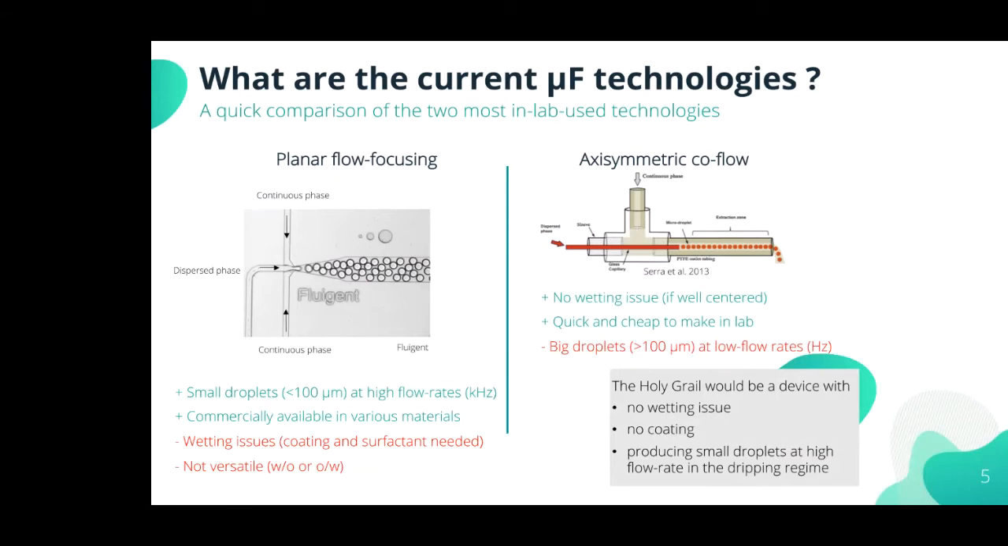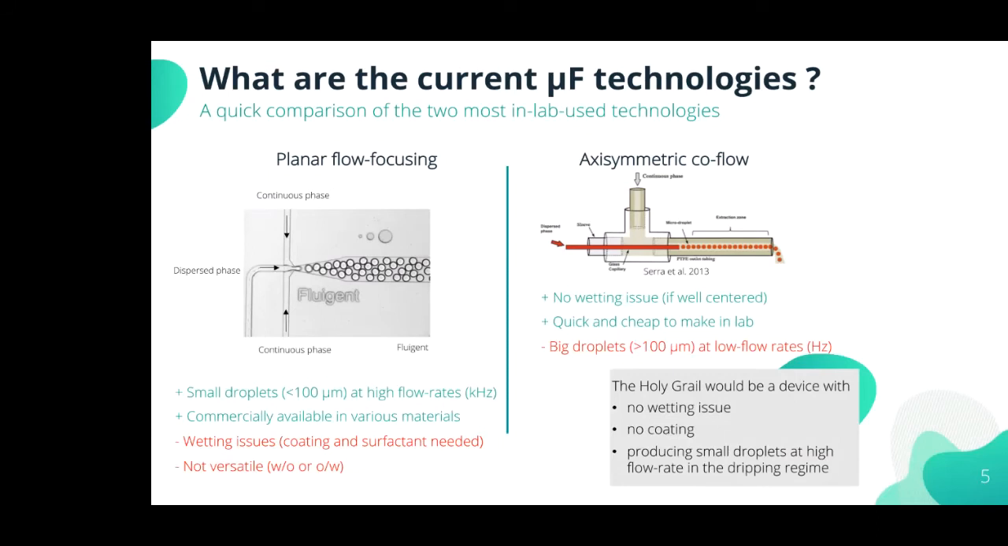Another system widely used in labs because it is very fast and easy to make is the axisymmetric coflow. A small tubing, usually glass capillary, is centered in a large tubing using a T connector. The dispersed phase, the droplet phase, is introduced in the capillary in red on the slide. And the continuous phase is injected using the T connector, and it goes all around the dispersed phase. In this case, there is no geometrical restriction, so the perturbation allowing to control the destabilization of the jet is less dramatic than in the flow focusing, and the device produces only big droplets at low flow rates.